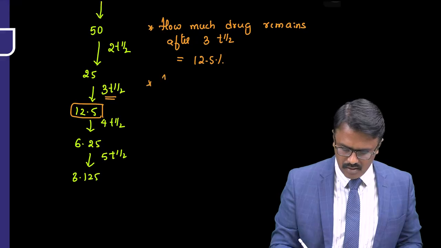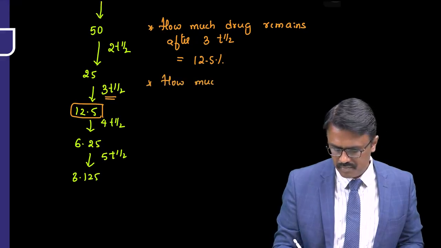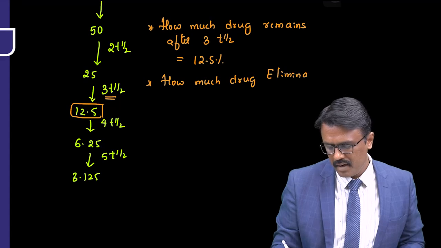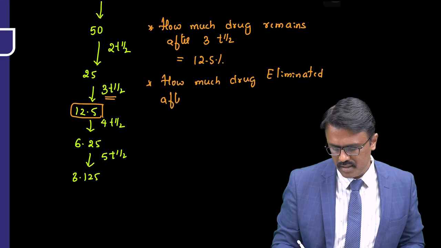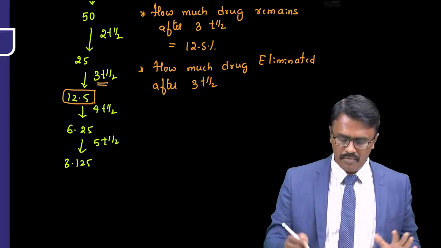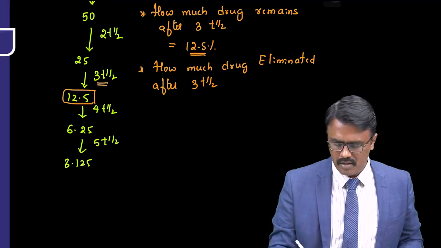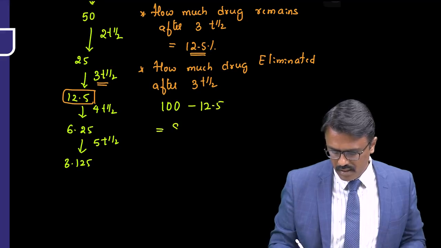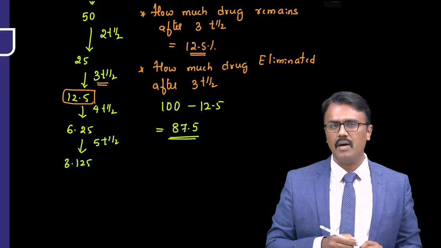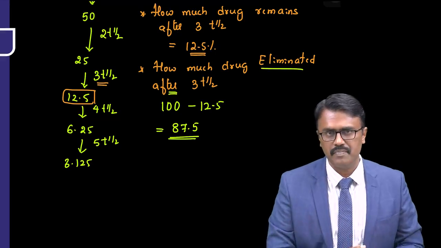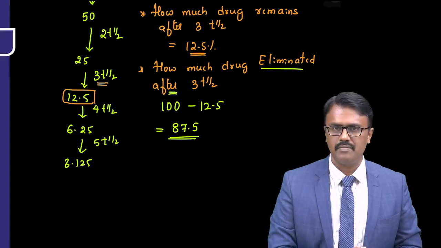Or if they change the question, how much drug is eliminated after 3 half-lives? See the question. It looks similar. Now, how much is already thrown out of the body? If 12.5 is remaining, how much is already thrown out? For that, you have to take 100 minus that 12.5. So you will get around 87.5. That is the amount eliminated after 3 half-lives. So this is how the questions can be tricky for you.